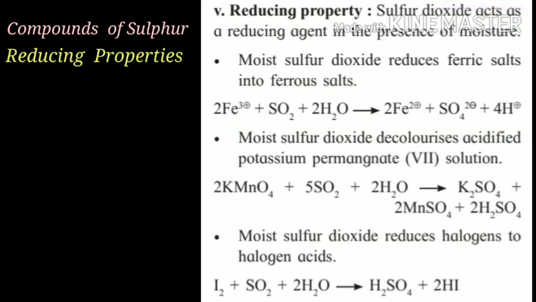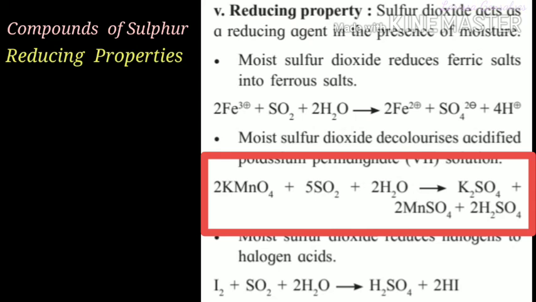Next is moist sulfur dioxide decolorizes acidified potassium permanganate solution. Potassium permanganate has the formula KMnO4. We have to treat it with sulfur dioxide, that is SO2, and since we are using moist sulfur dioxide, we have to take water, that is H2O. Hence we get potassium sulfate, manganese sulfate, and sulfuric acid, and then you have to balance the reaction.